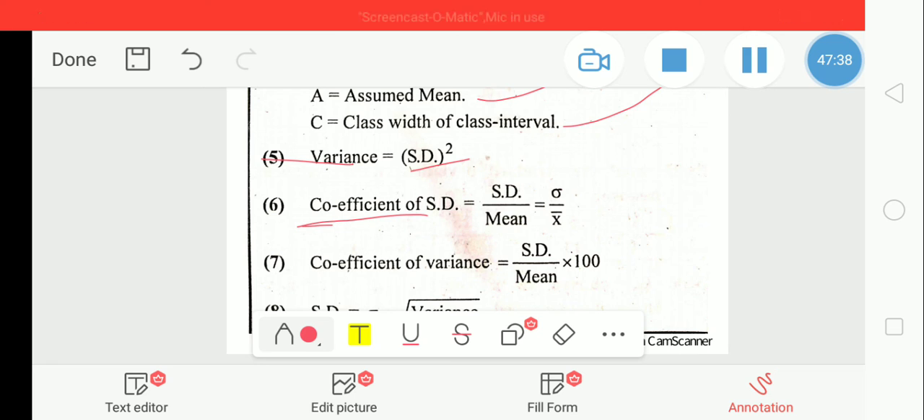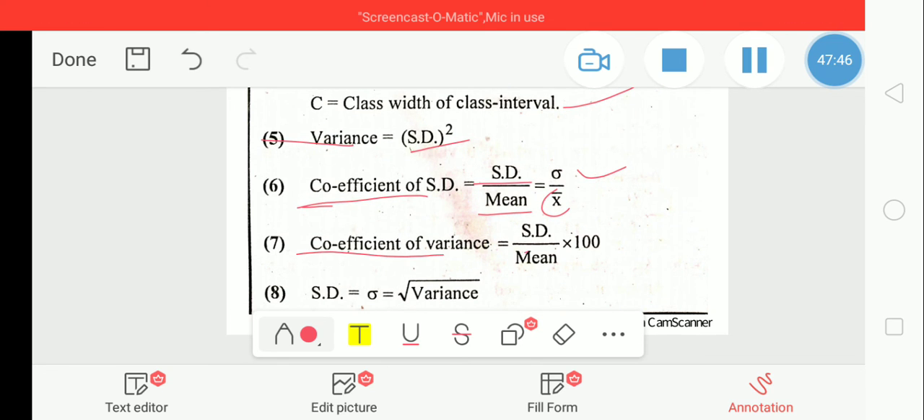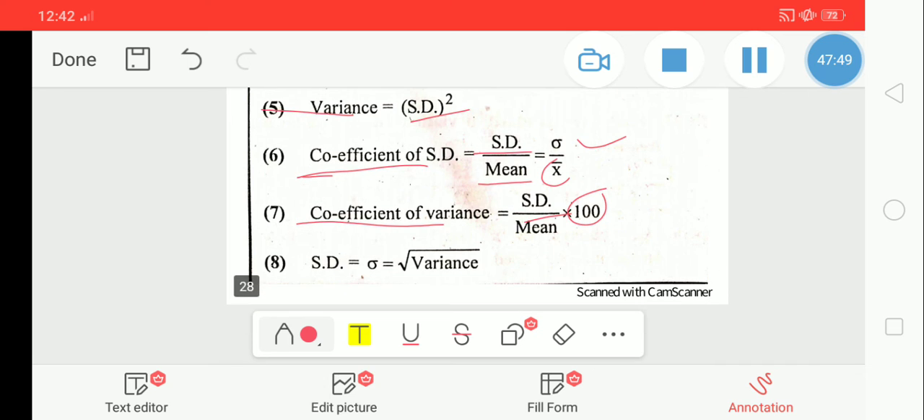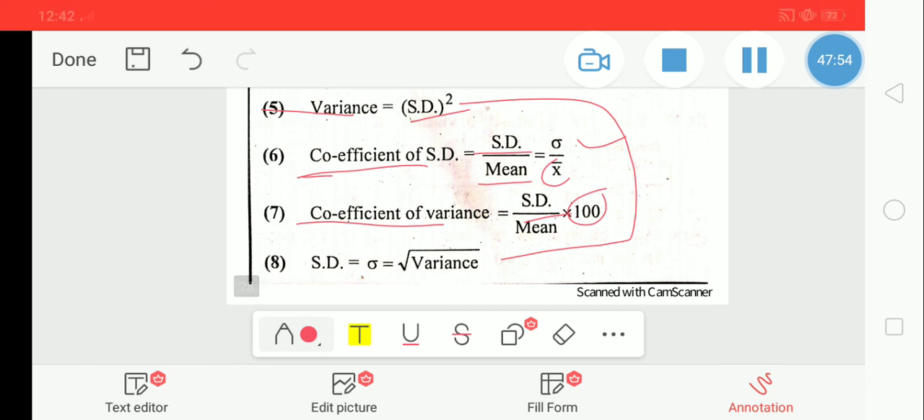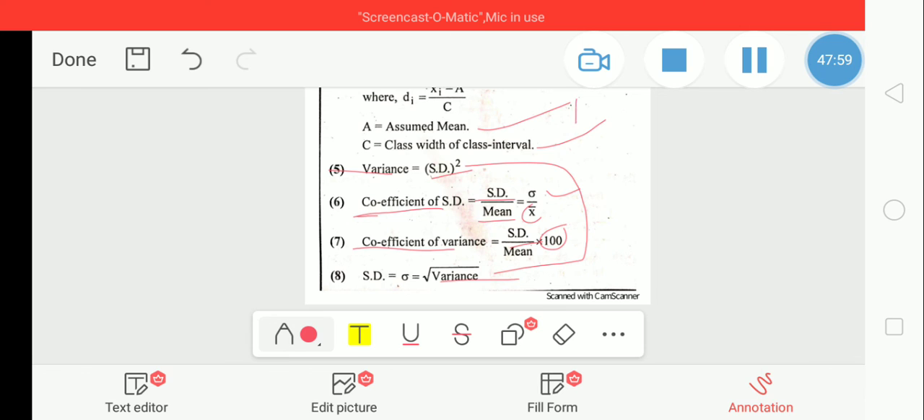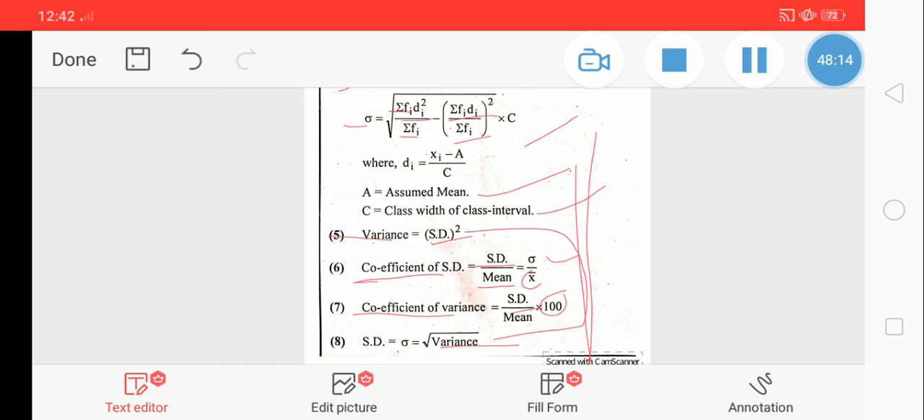Coefficient of standard deviation is standard deviation divided by mean, that is sigma divided by x bar, and coefficient of variance is standard deviation divided by mean multiplied by 100. And here we can write also that standard deviation is equal to the square root of variance. So we found all these formulas: variance, coefficient of variance, coefficient of standard deviation, mean and median, in Unit 4. Now here Unit 4 is completed.